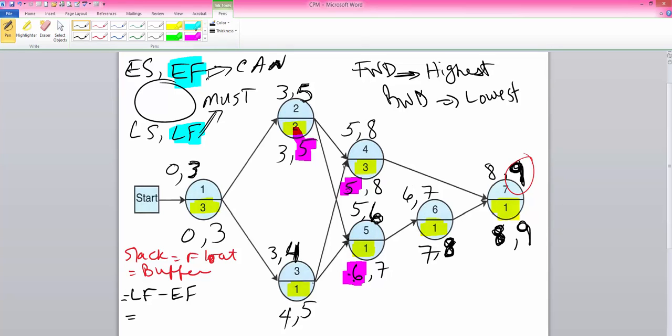And another way is to subtract LS and ES from each other. So latest start minus earliest start. So with these two ways, applying both of those, let's compute slack for these activities. 3 minus 3 is 0. 0 minus 0 is 0. For this one, it's 0. For this one, 0. For this one, 5 minus 4 is 1. And 4 minus 3 is 1. This is 1, this is 1, and this one is 0.